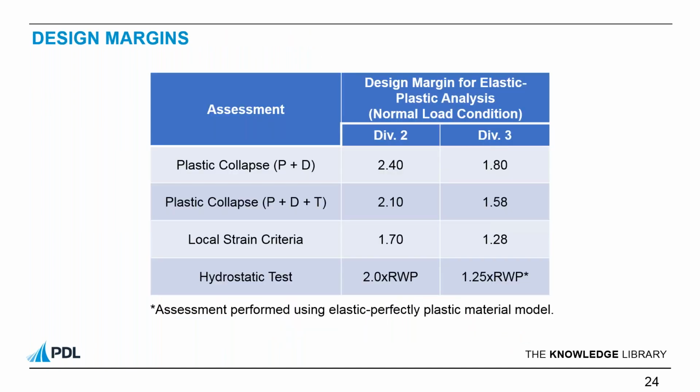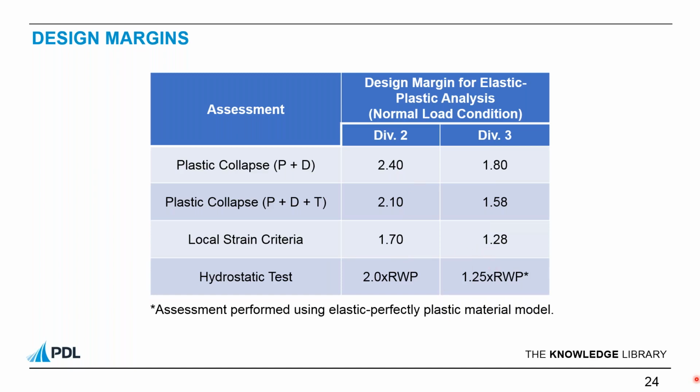So one of the major differences is in the design margins which are employed. So here we have a table which lists the normal load condition design margins for a number of fairly typical assessments. So we have plastic collapse excluding factor thermal loads, plastic collapse including factor thermal loads, a local strain criteria check, and the hydrostatic test assessment. So looking at the first three assessments, it's clear that there's a fairly significant reduction of approximately 25% in the applied design margin between the two codes. So here we're going from 2.4 down to 1.8, 2.1 to 1.58, and 1.7 to 1.28.